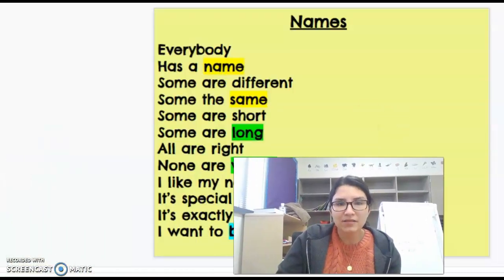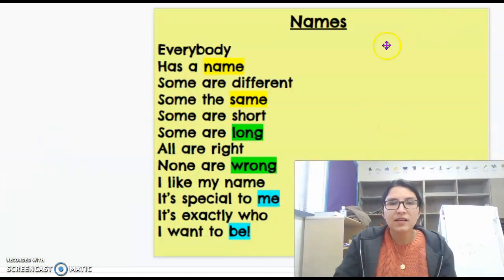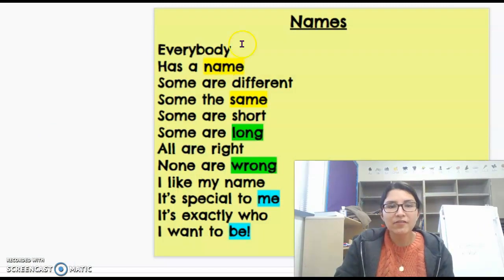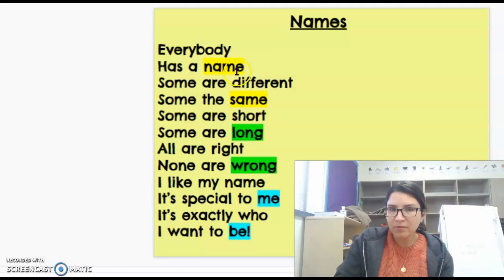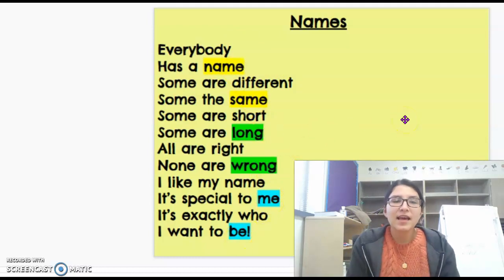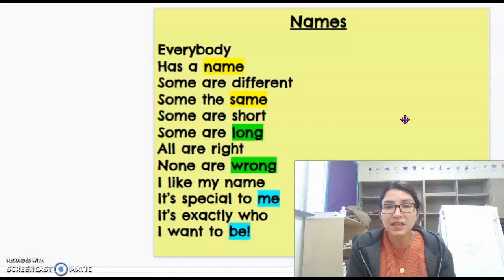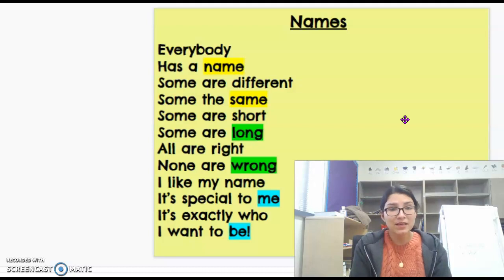This poem right here, Names. Okay, so everybody has a name. See, there is color code. The ones in yellow rhyme, the ones in green rhyme, and the ones in blue rhyme. Names. Everybody has a name. Some are different. Some are the same. Some are short. Some are long. All are right. None are wrong. I like my name. It's special to me. It's exactly who I want to be.